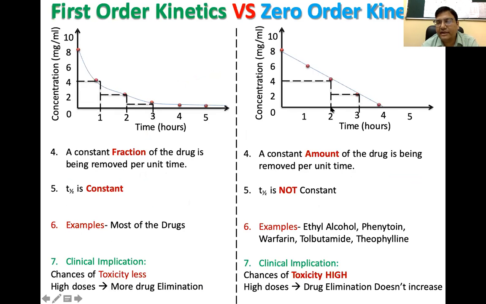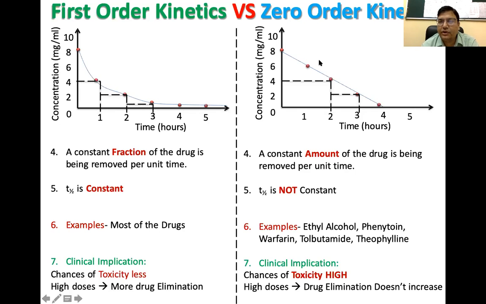That means after each half life, suppose here we see 50% is reducing after each half life. So after 1 hour, we see from the 8 it has come to 4, and 4 to 2, then 2 to 1 after 3 half lives in first order kinetics.